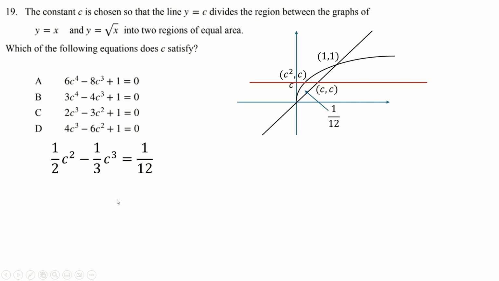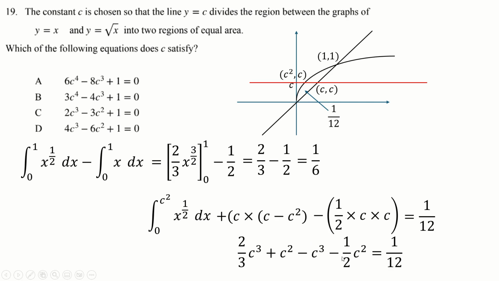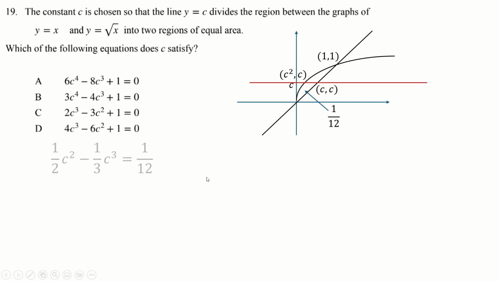And we're very close to the answer here. All we need to do is collect together the c squareds and the c cubes. That gives us this, times everything by 12, and move that spare one over to the other side. And that's the same as this answer, as long as you times it by minus 1. So therefore, it will be D.